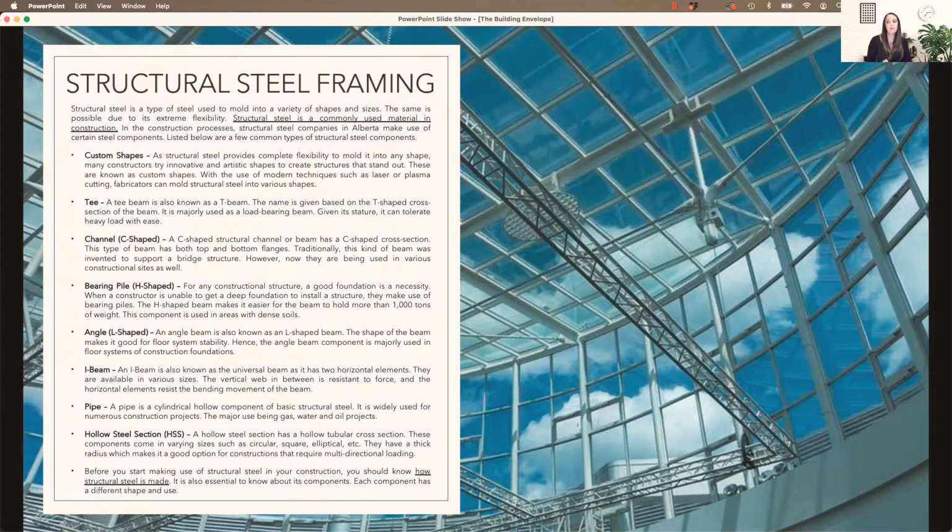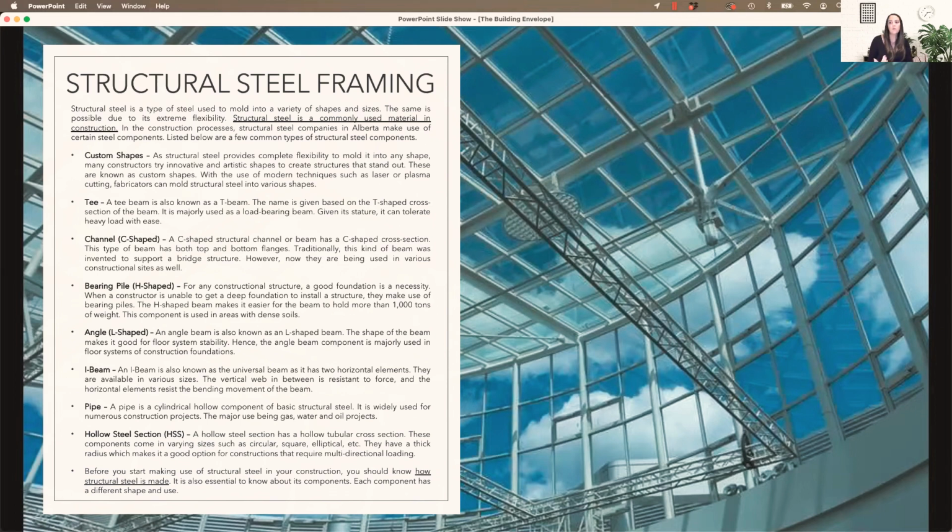And then there's hollow steel section, or HSS, which is more of a tubular cross section, and they come in varying sizes and they have a very thick radius. So it's a good option for construction that requires multi-directional loading or multi-directional structural support.